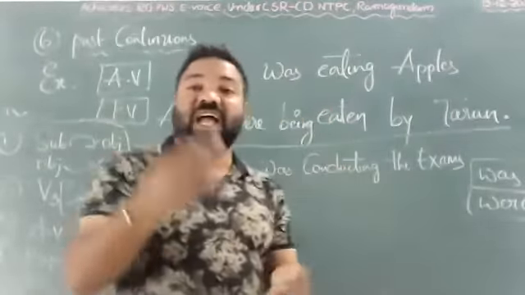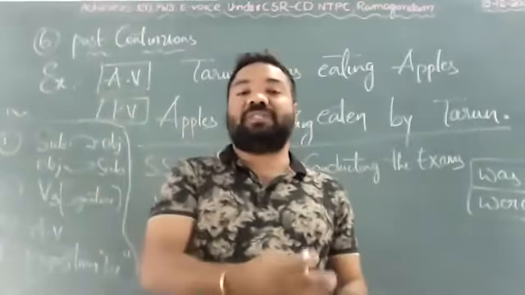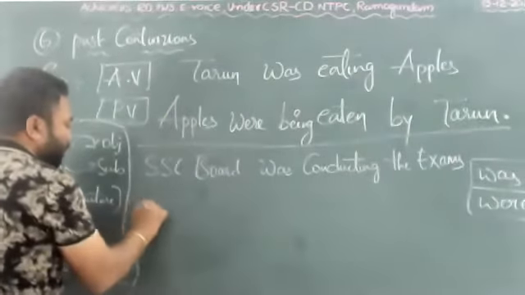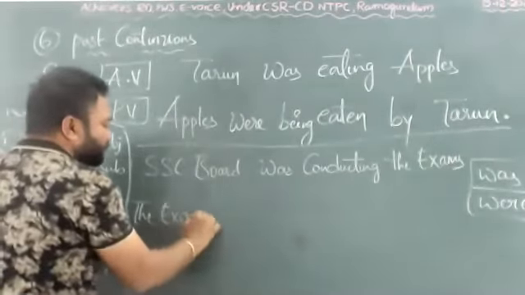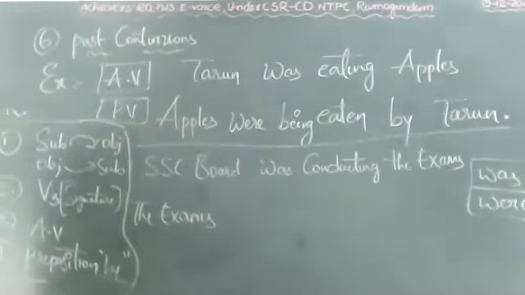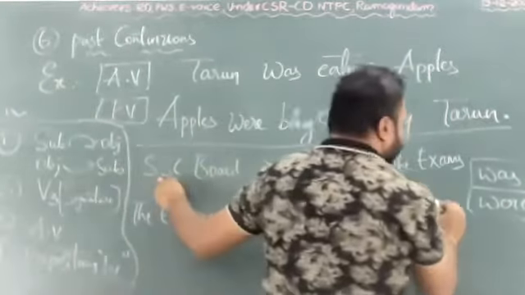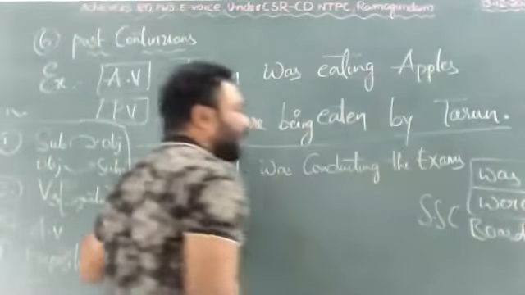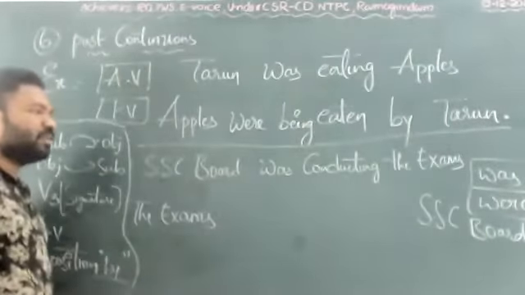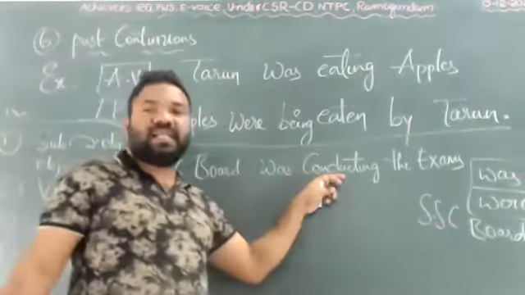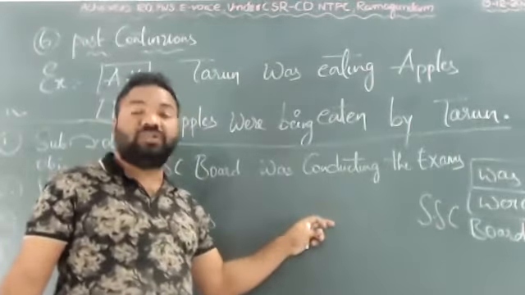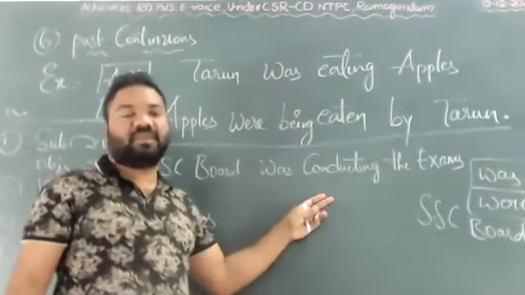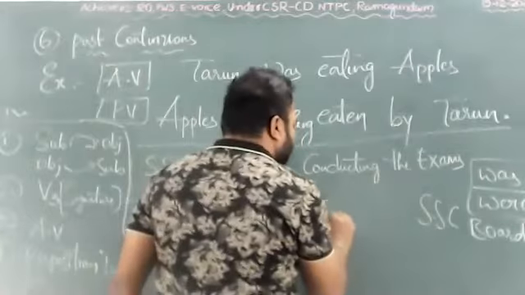Very simple. First, we have to shift the subject to the object's place and object to the subject's place. First rule. So here we go. The exams. Okay. Next, SSC board goes here. SSC board. Okay. Next, second step is conducting. So how we have to do here? We have to do V3 form for conducting. So what is the V3 form for conducting?